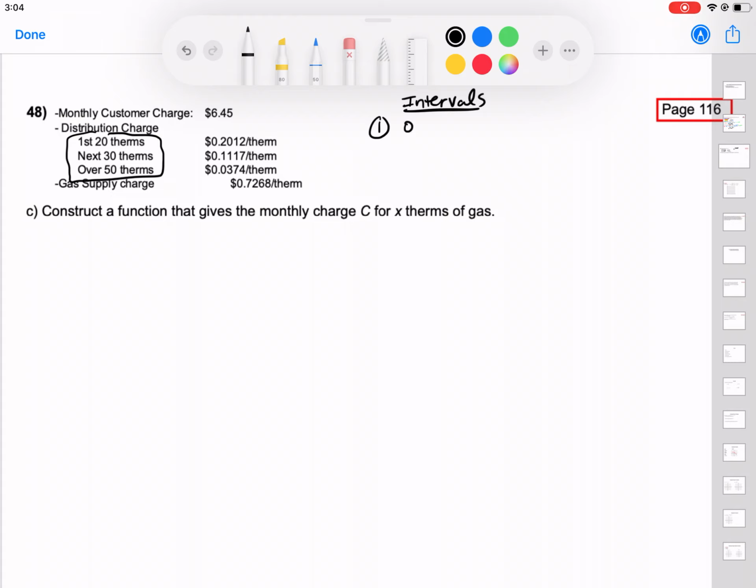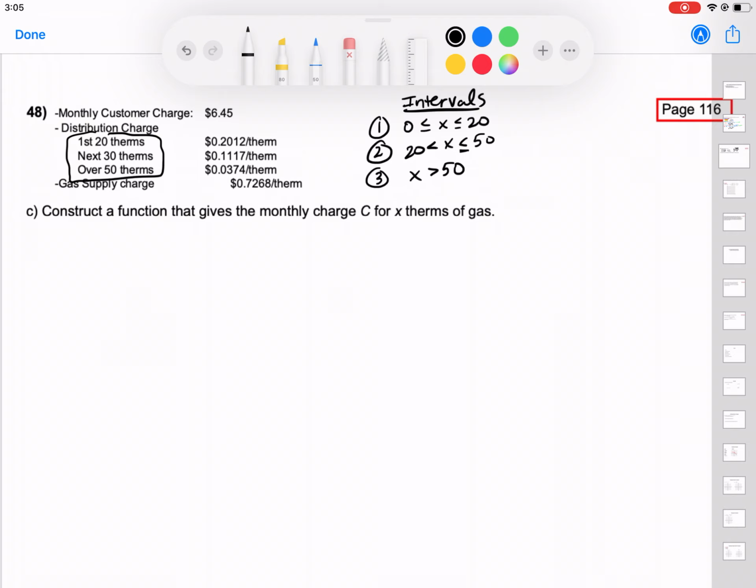So the first 20 therms would be the interval from 0 all the way up to 20, and it's including 20. Our second interval will be from 20 to 50, because it's the next 30 therms beyond the 20. We do not include the 20, but we do include 50. And then our last interval is any above 50. So we've got our 3 intervals. We're going to go ahead and write an equation for each one of those intervals.